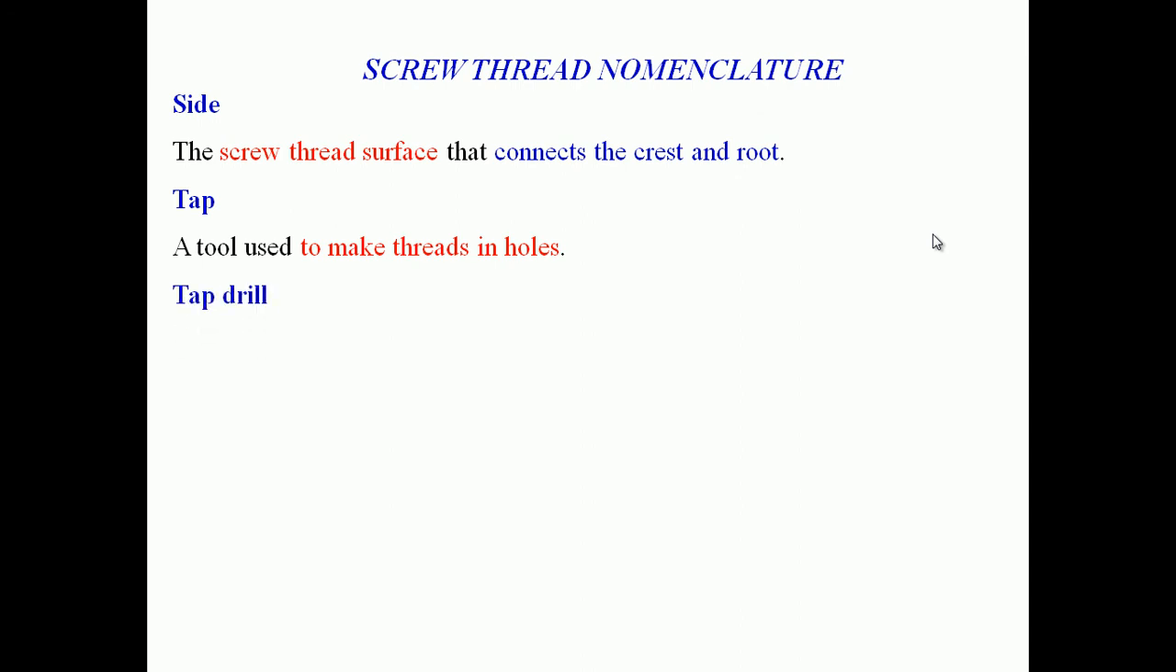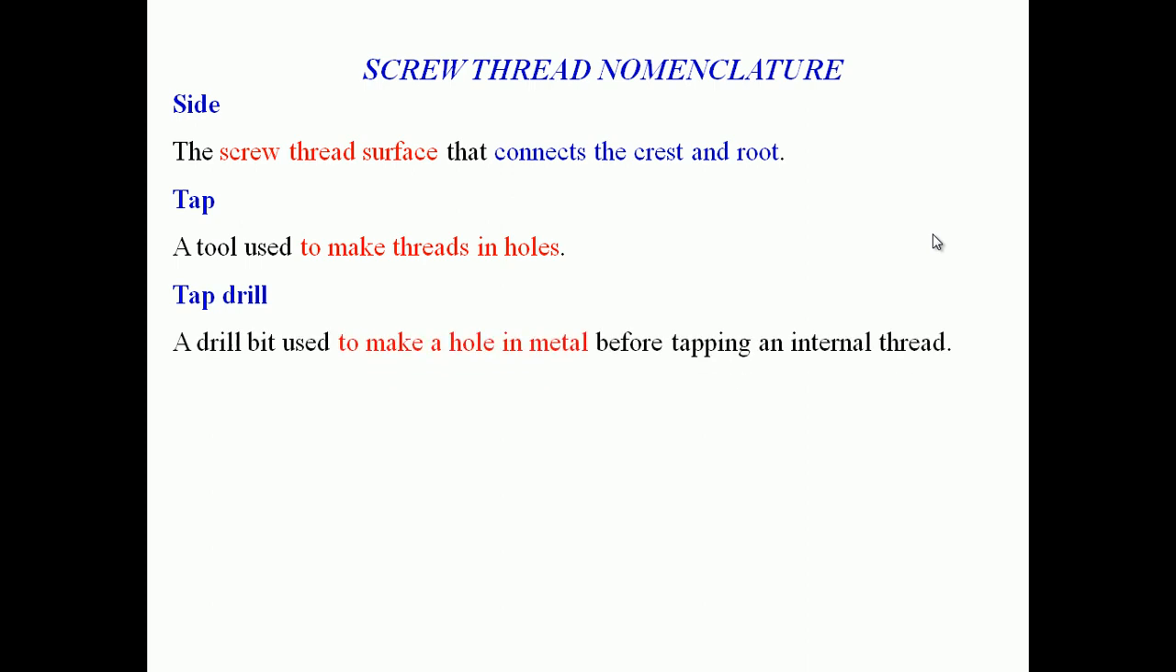The next one, tap drill. Similar to that, a drill bit used to make a hole in metal before tapping an internal thread. So you have to know what is tap and what is tap drill. Tap means a tool used to make internal threads in holes. Tap drill means a drill bit used to make a hole in metal before tapping an internal thread. So there are differences there. And thread form: the profile or shape of the thread cut into a cylinder is known as thread form.